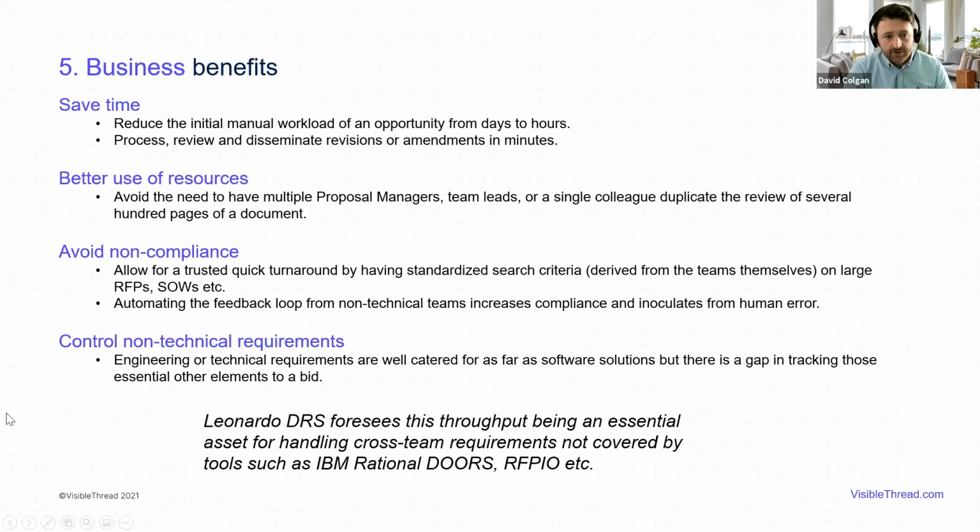Better use of resources. You don't have multiple proposal managers, team leads, or even a single colleague duplicating the review in potential different shapes and forms. This helps to give you a little bit of a framework that you know what you're going to be getting back. You're avoiding non-compliance by automating that kind of calculation and ensuring there's no missed clarifications, no missed exceptions. The feedback loop is automated in a sense because the non-technical teams now have a framework for how they give their feedback. You're then controlling the non-technical requirements.